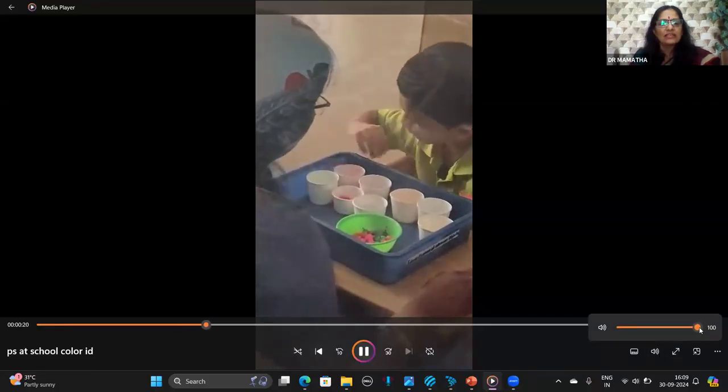So he is able to segregate according to colors.